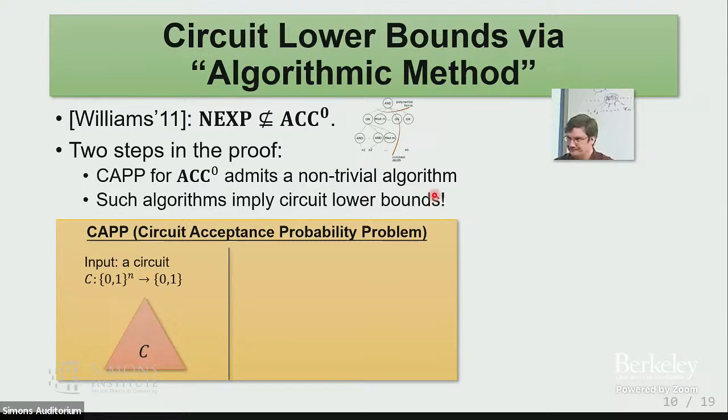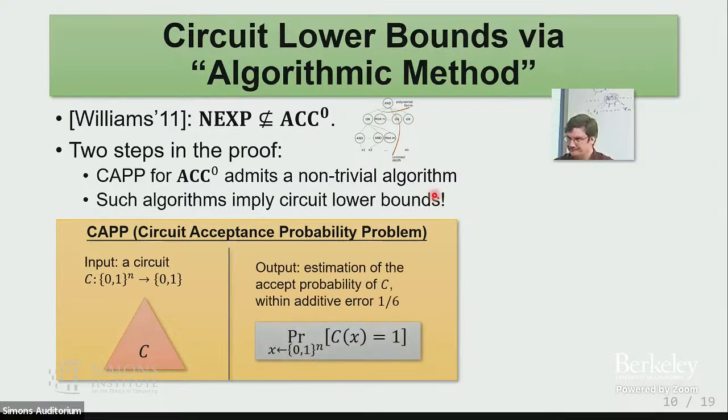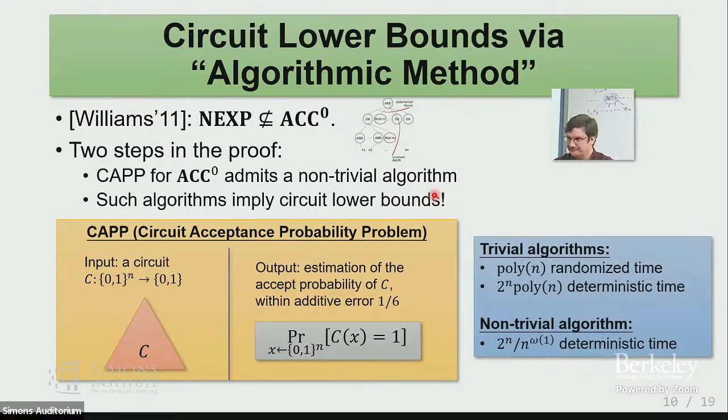Your input to CAPP is some circuit C, a single output circuit C, and you want to estimate the probability that C accepts a random input with additive error, let's say constant. It's clear that there are trivial algorithms for CAPP. The first trivial algorithm is you just sample a bunch of random inputs and test C against these random inputs. So this is a poly(n) randomized algorithm.